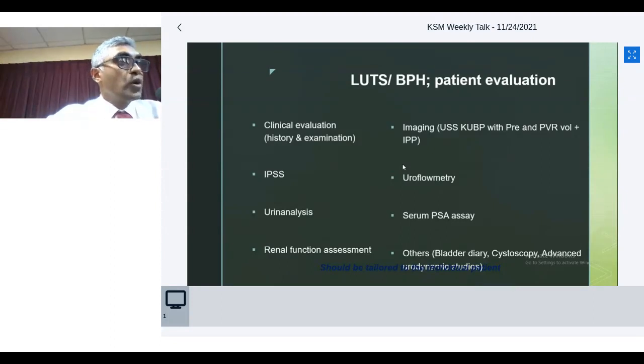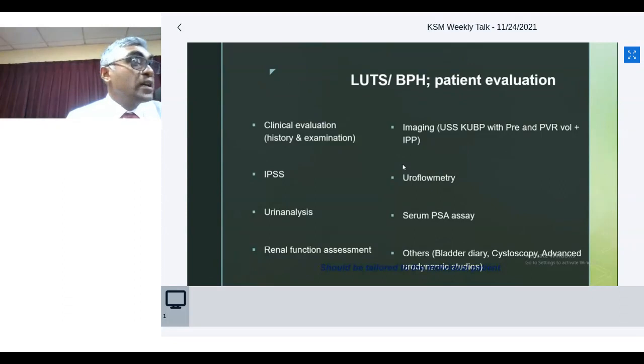The usual urine flow rate would be around 25 milliliters per second, but when you have a prostatic problem, it can go down to 3 or so milliliters per second. So you will be living in the toilet more time than you used to in your young age.